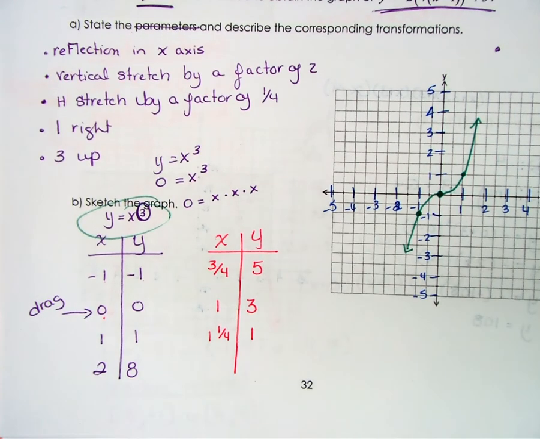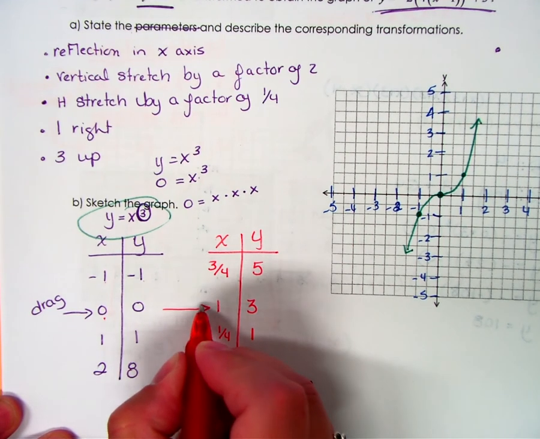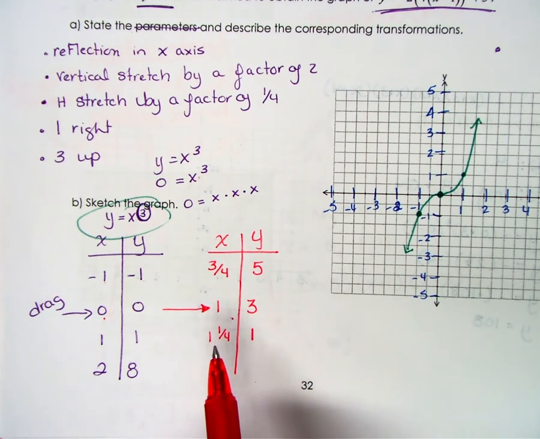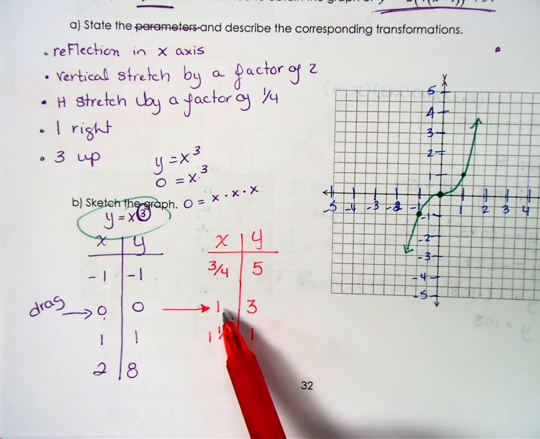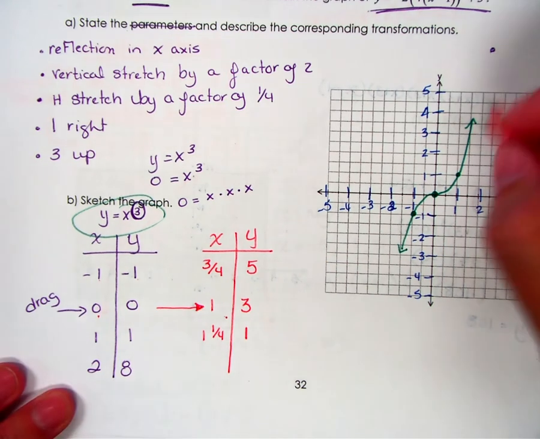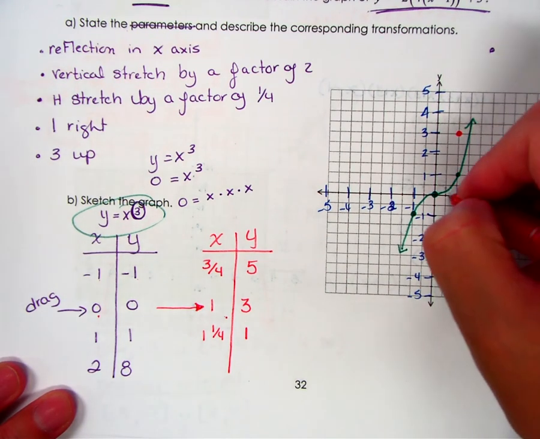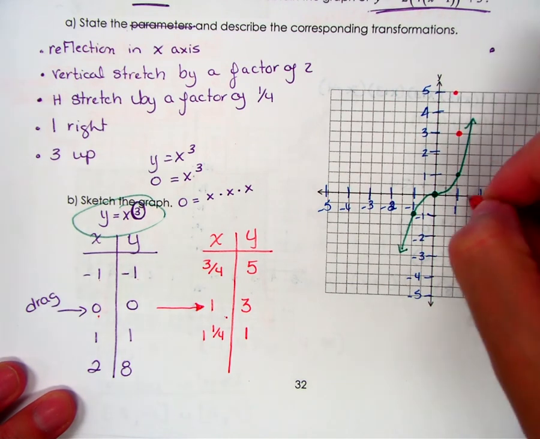So where does your drag move to? So you have to have a drag here. The drag, you can't get rid of the drag. The drag still happens because that is the graph. But now you need to know where that drag transforms to. So 1, 3/4, and 5, and 1 1/4.